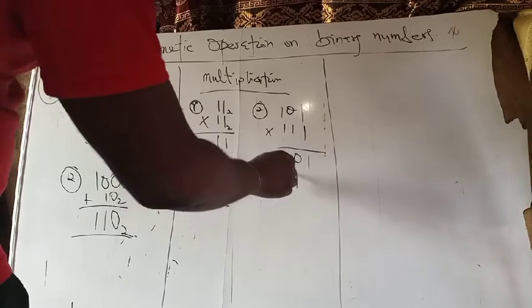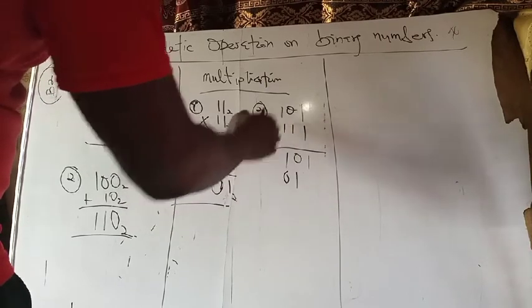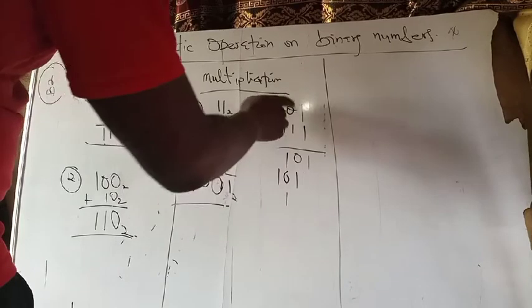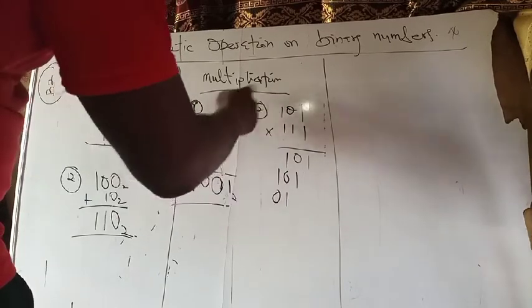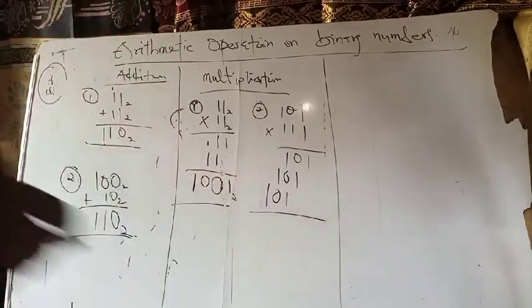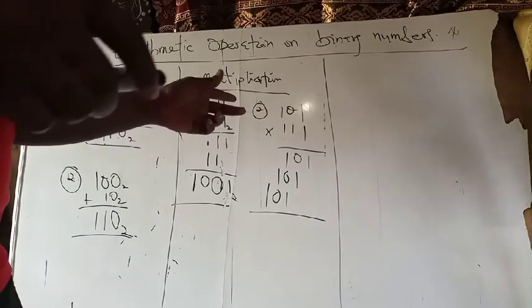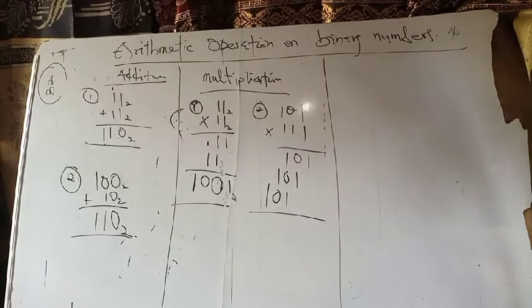1 times 0 is 0. 1 times 1 is 1. 1 times 1 is 1. 1 times 0 is 0. 1 times 1 is 1. You can see what's actually happening. You can see it, okay?